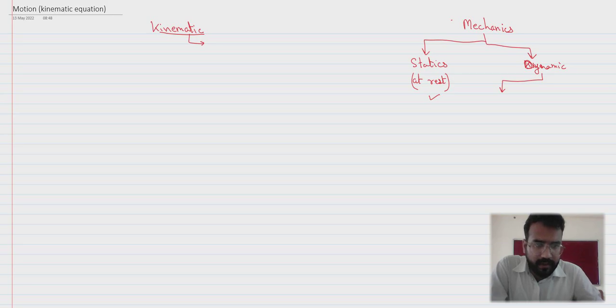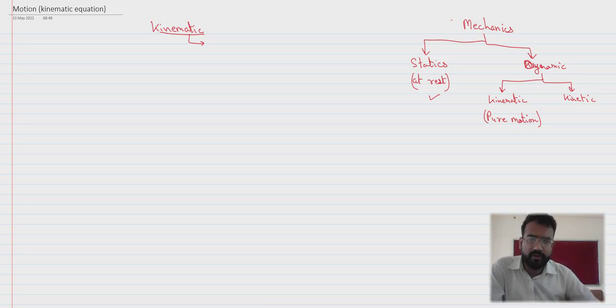If we talk about dynamics, we have two parts, that is kinematics and kinetics. So in kinematics we talk about the pure motion part. Any object is there, it is moving, it is in motion. What kind of motion it is, for that we have different parameters, different tools to analyze that particular motion. Uniform, non-uniform, uniformly accelerated motion, non-uniformly accelerated motion.